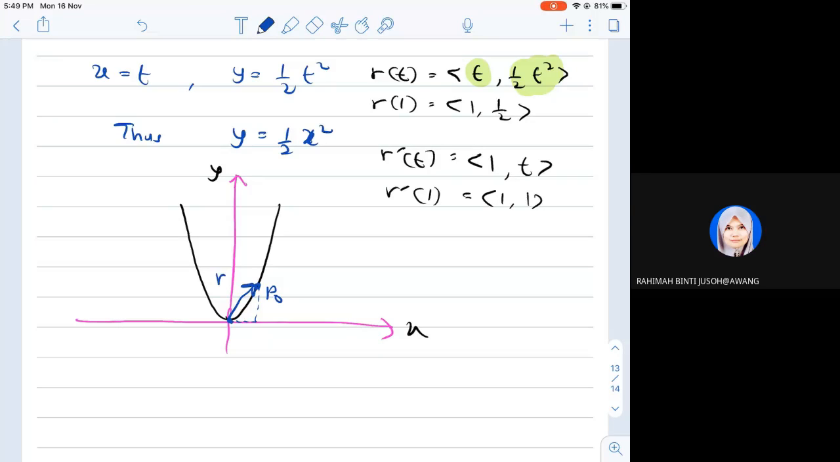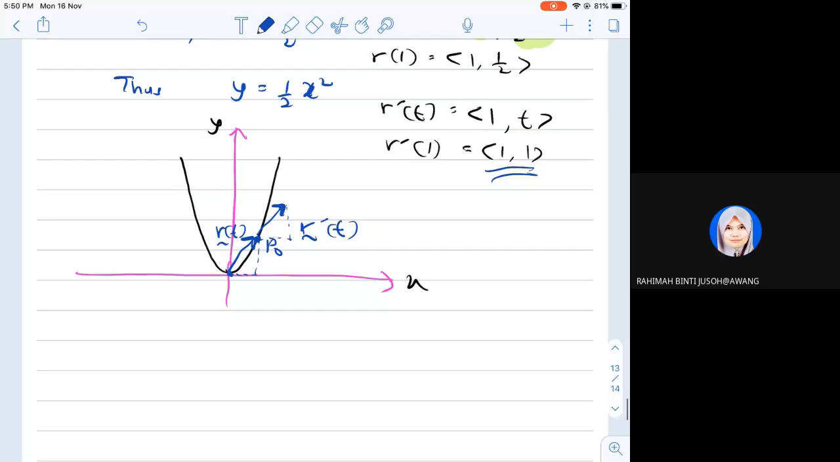This is vector r(t). From P0 we move to the right or left based on this. Right. Okay, right and then up one step. So we get this. This is the tangent vector r prime of t. Okay, that's it.